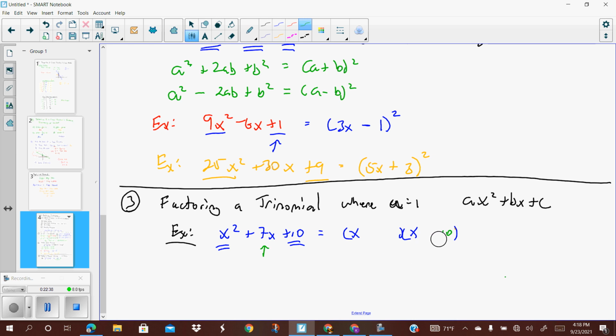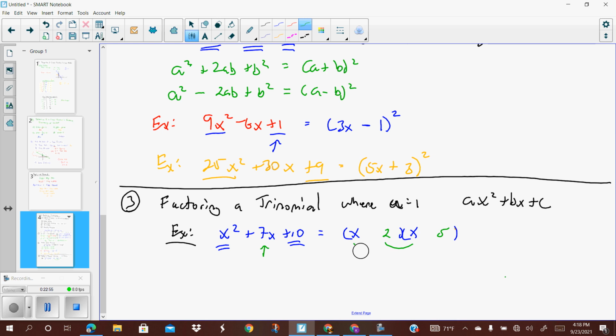So let's get rid of the 1 and the 10. So let's then try the factors of 2 and 5. Now if I check, I've got a 5x when I multiply those. I've got a 2x when I multiply those. If I add those together, I indeed do get the 7x.